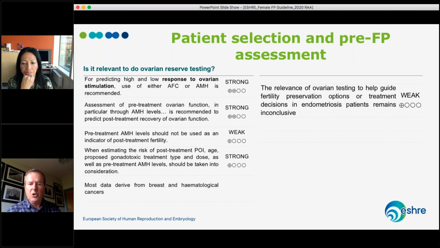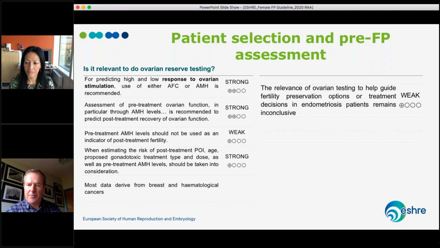As we've said already, you can assess the risk of POI on the basis of patient age, treatment, dose, and potentially ovarian reserve biomarkers as well. But most of these data do derive very much from breast cancer, to some extent hematological cancers such as lymphomas in particular, and for many other conditions that's really much more limited, and it's a matter of extrapolating from one to the other if that seems appropriate.